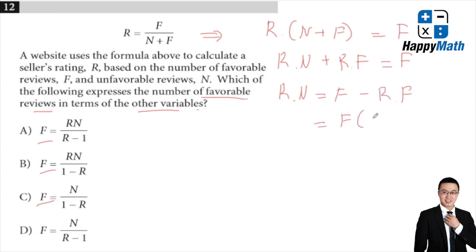Take f outside, r in here. So f will be divided by 1 minus r. So 1 minus r will be the denominator. So B is my final answer.